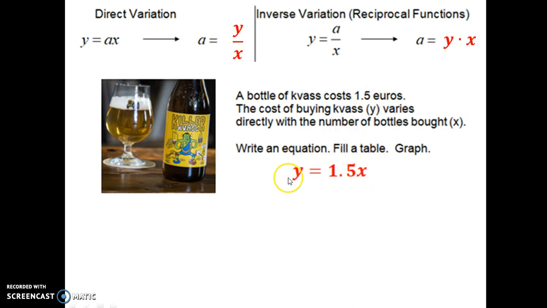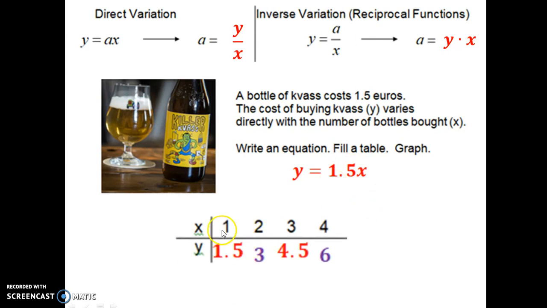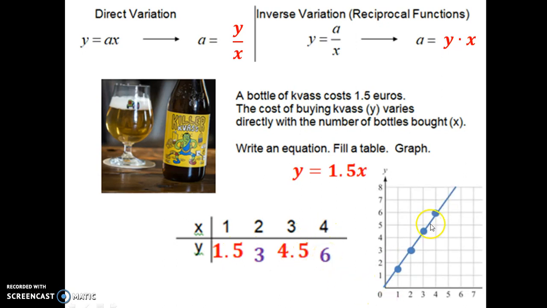The amount you pay is equal to the constant, which is 1.5, because every bottle is 1.5, times the number of bottles you buy. So if you substitute a 1 in here for one bottle, you'll get 1.50. If you substitute a 2 in here for two bottles, you'll get 3. And we can see that here. One bottle, 1.50. Two bottles cost 3. Three bottles cost 4.50. Four bottles cost 6. If you graph that, you would see exactly like that.